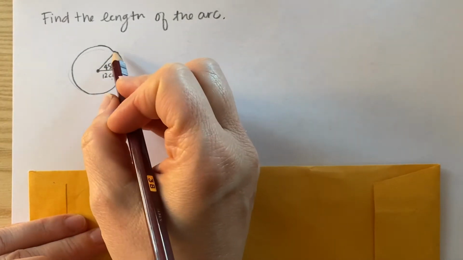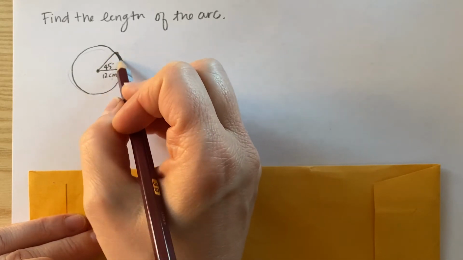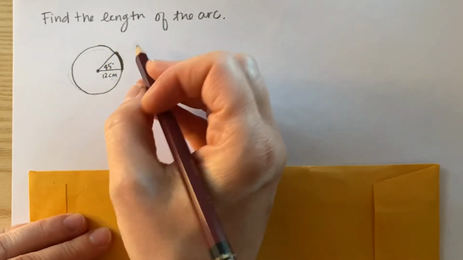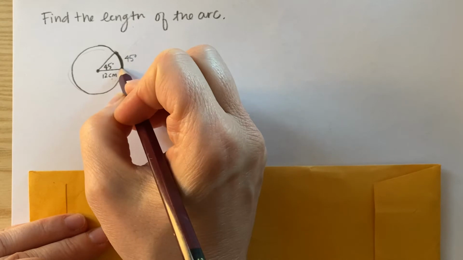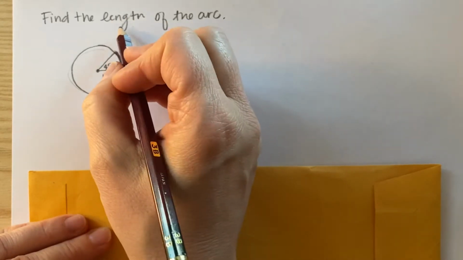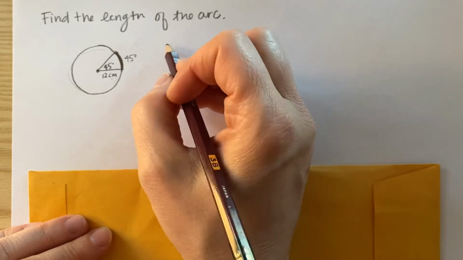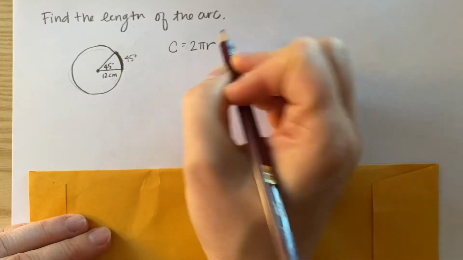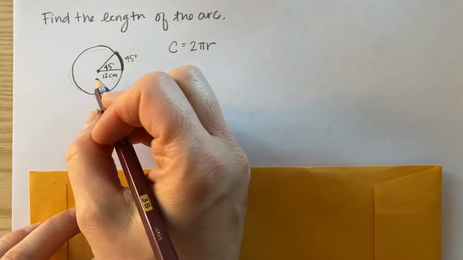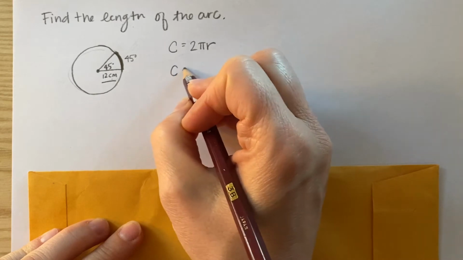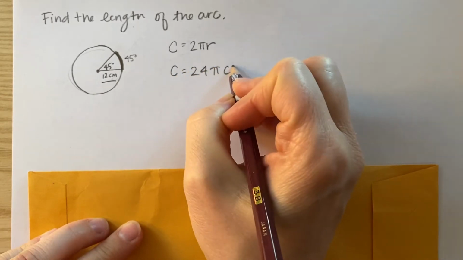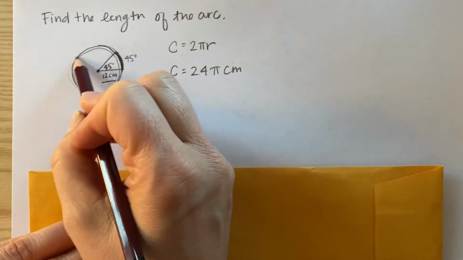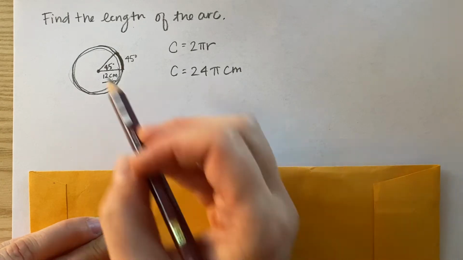Now, you may remember that arcs can be measured in terms of their length or in their angle measure. So we could call this arc 45 degrees, that's its measure. Its length is going to be some portion of the circumference. Now, you may also recall that the circumference of a circle is 2 pi r. So the circumference of this particular circle would be 24 pi centimeters. But we don't want to know the entire circumference of the circle. We want to know just this portion.